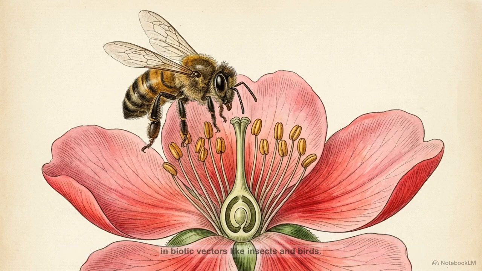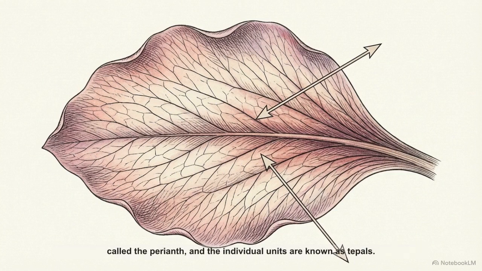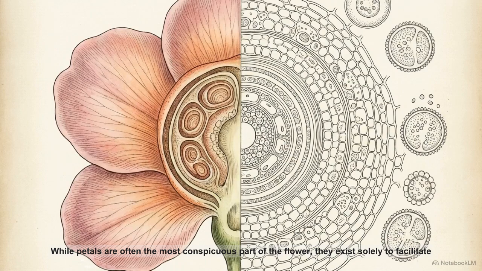birds. In species where the calyx and corolla are visually indistinguishable, they are collectively called the perianth, and the individual units are known as tepals. While petals are often the most conspicuous part of the flower, they exist solely to facilitate the survival and cross-pollination of the hidden reproductive organs.